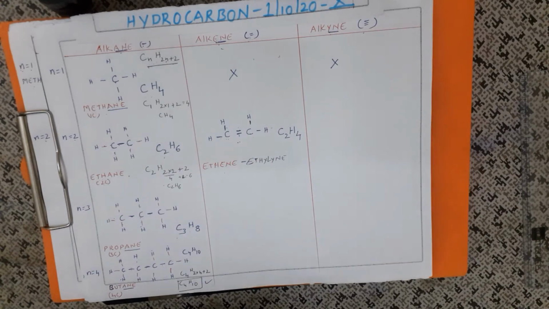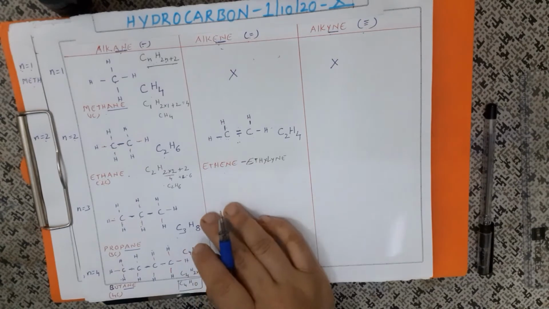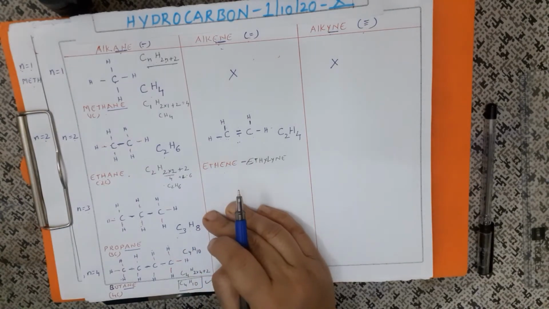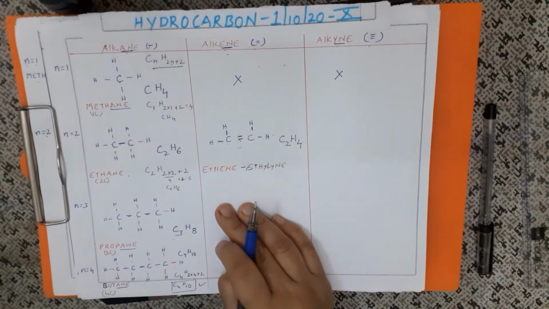Now, the IUPAC name is what? Ethane. Now, what is IUPAC, children? IUPAC is nothing but the International Union of Pure and Applied Chemistry, which is going to name the various compounds. Like you have learned in biology about nomenclature, how naming is done, in the same manner there is naming done for these hydrocarbons, and it is done by IUPAC.